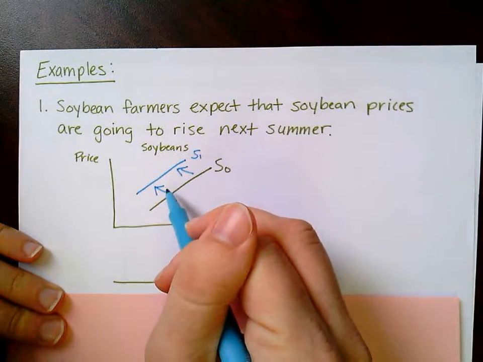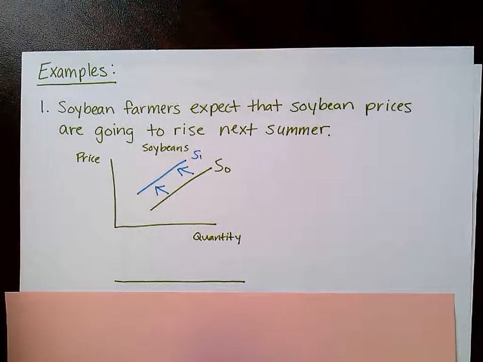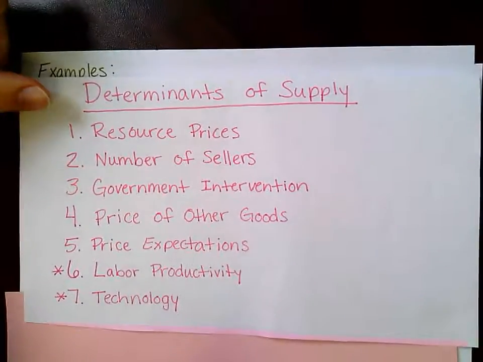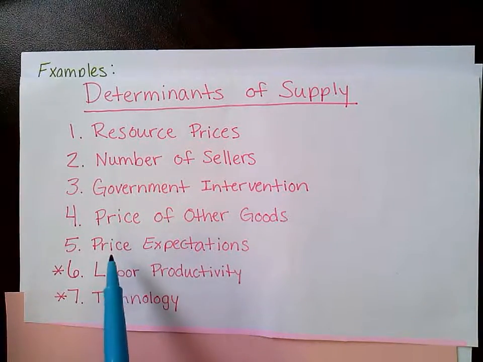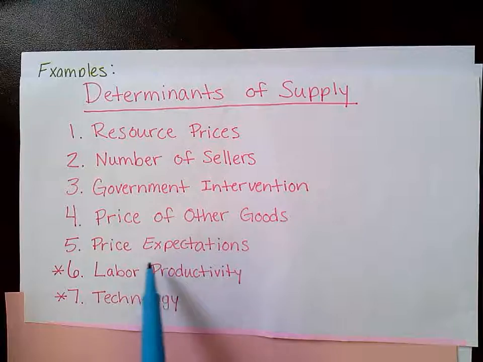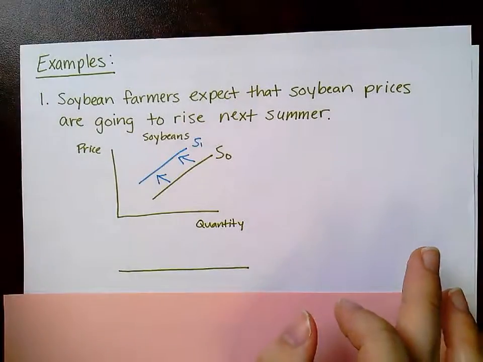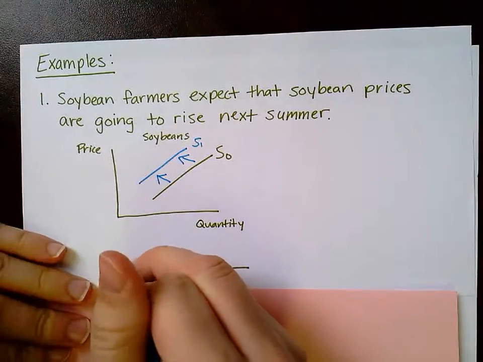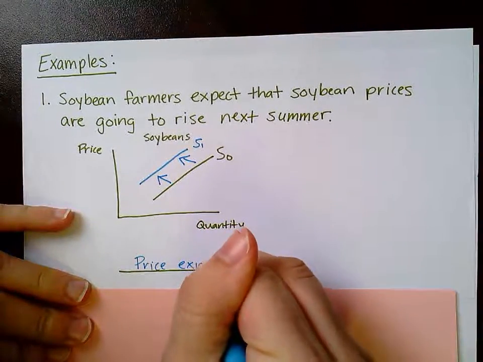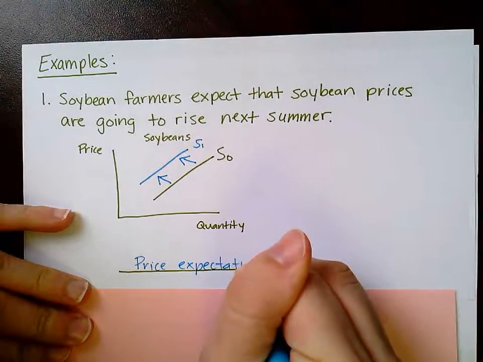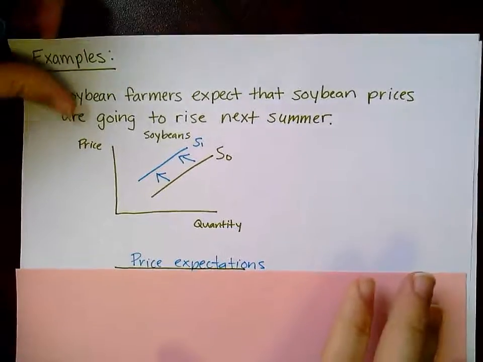Don't forget your arrows when drawing this. So looking back at the list of determinants, this would be price expectations, what the price you expect will be. So on the line you're given for the determinants, you would write in price expectations. Let's look at the next example.